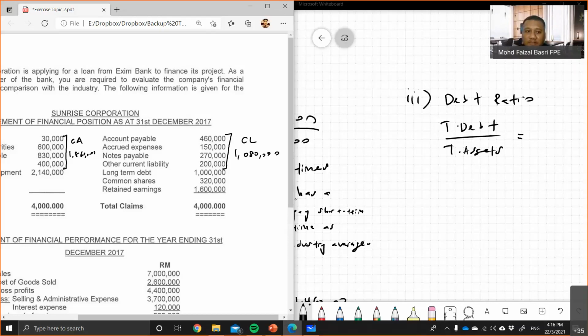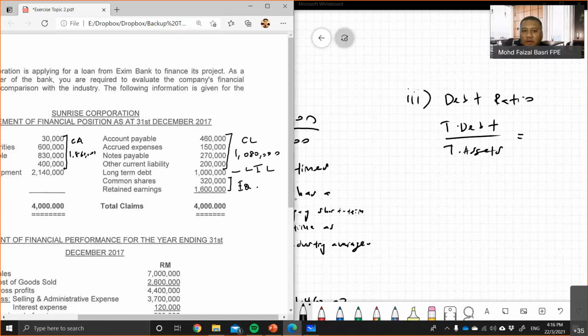Okay, yang lain macam common shares, preferred shares, retained earnings, capital, those are equities. Okay, so in this case, these two, like kat sini, the common shares and retained earnings, these are equity. Okay, these two. So long-term debt 1 million ni, this is your long-term liabilities. Okay, long-term liabilities.